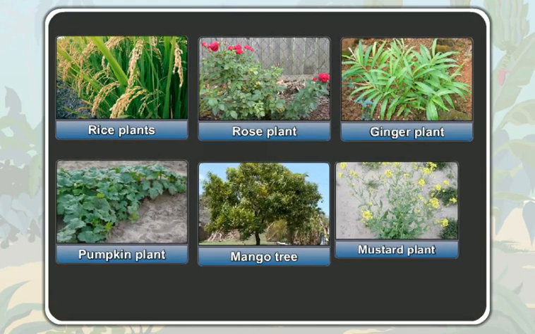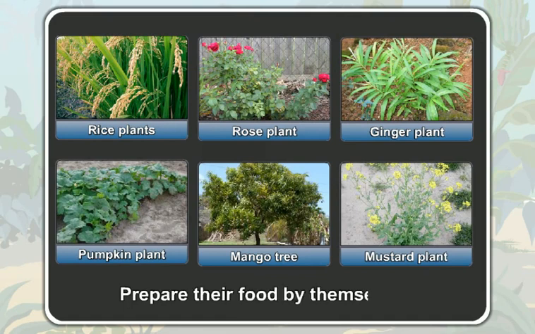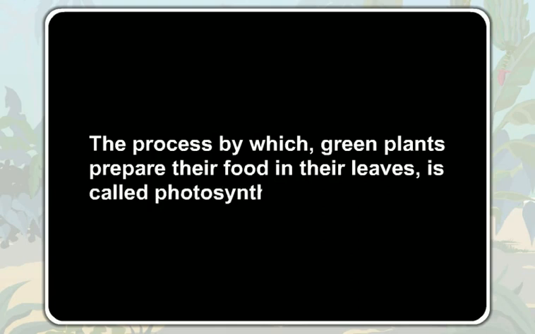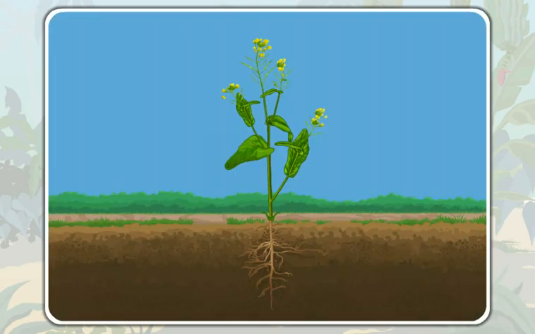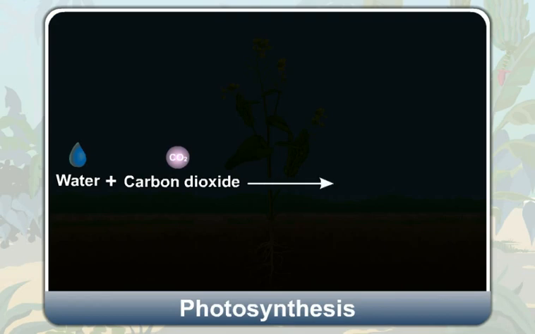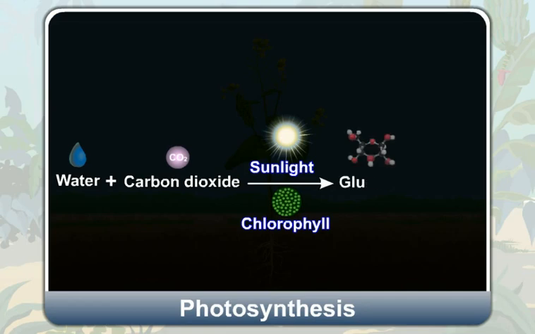All the green plants prepare their food by themselves in the same manner. The process by which green plants prepare their food in their leaves is called photosynthesis. And you all know that during photosynthesis, water and carbon dioxide combine together in the presence of sunlight and the chlorophyll to form glucose and oxygen.